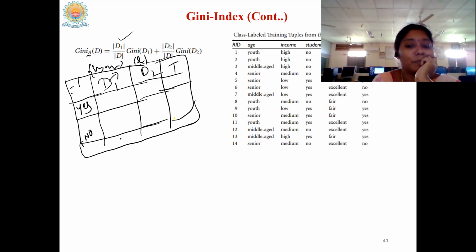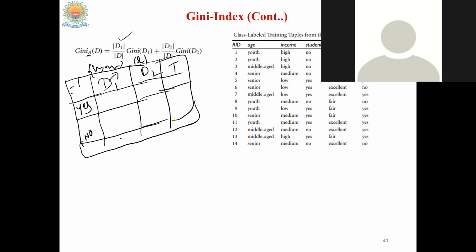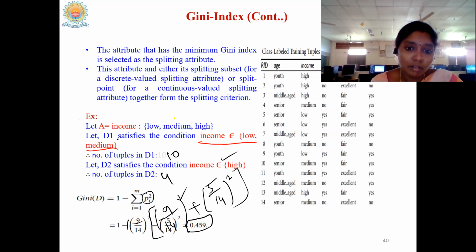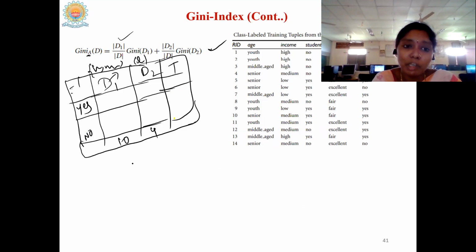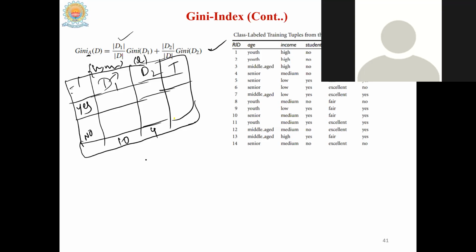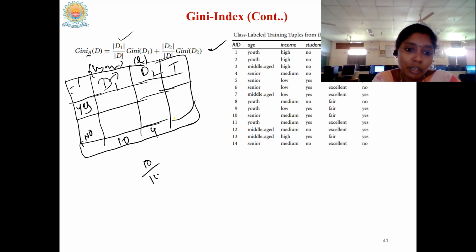10, ma'am. The previous value is 10. Yes. 10 tuples are there in the D1 partition, and here 4 tuples are there in the D2 partition, right? So coming to this formula, GINI index of the income is equal to mod D1. Mod D1 in the sense, number of observations in the D1. How many? 10. By total, 14. Yes. By 14.